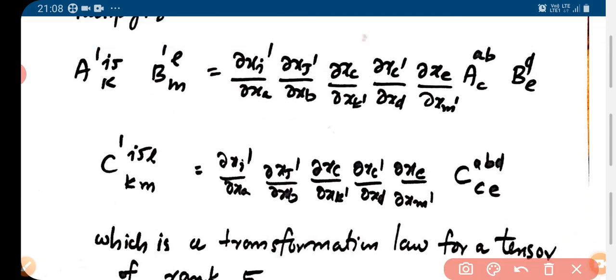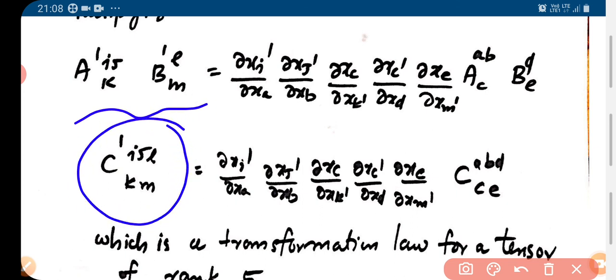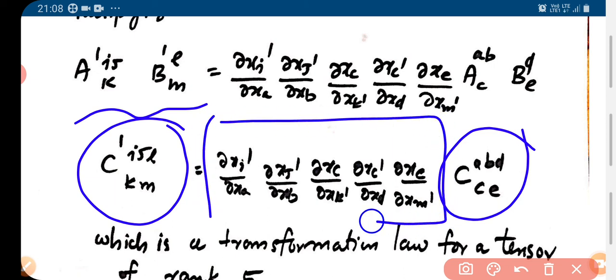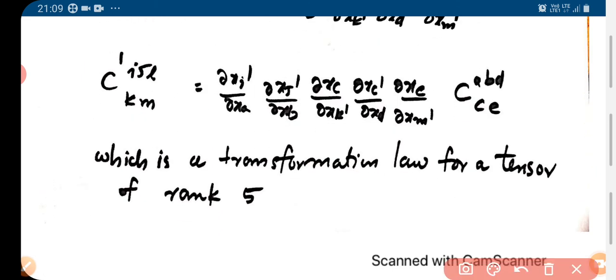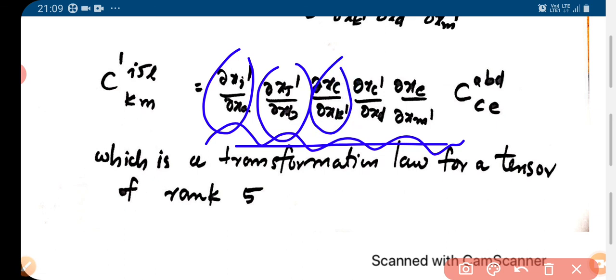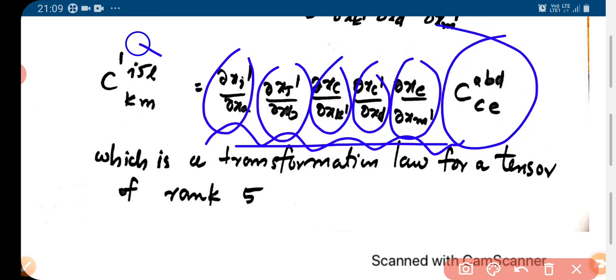So this is C'^{il}_{jkm}. This is C^{ab}_{cde}. So these transform according to this transformation relation, and this shows that this is a tensor of rank 5 because of the presence of these 5 terms here. This shows that the quantity that we are getting is a tensor of rank 5. So through direct product you get higher rank tensors from lower rank tensors.